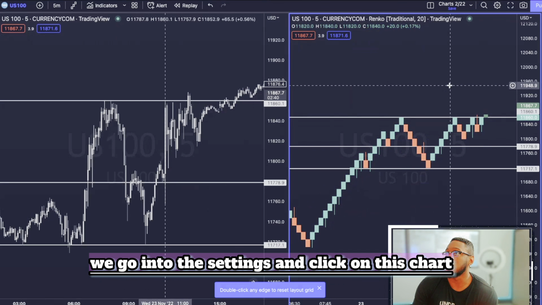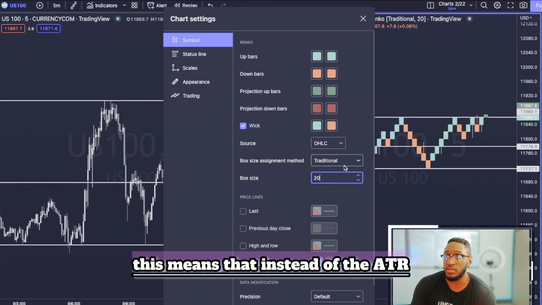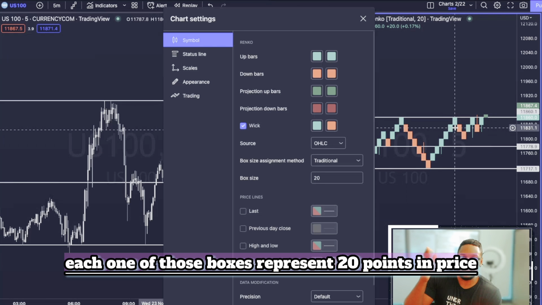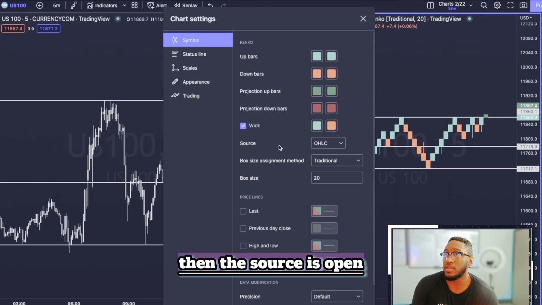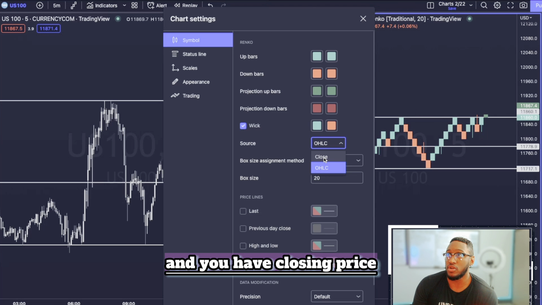We go into the settings here. Let me click on this chart. Go to the settings here, and I have Traditional 20. This means that instead of the ATR, I'm using Traditional. Each one of those boxes represents 20 points in price. Then the source is open, high, low, close, and you have closing price.